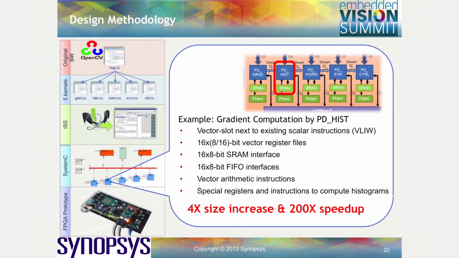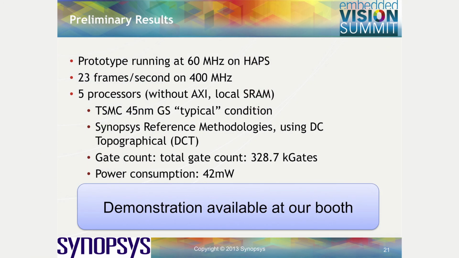So these are preliminary results. We are still continuing the development, but you can actually see the current state of this design in the demo booth upstairs. The prototype is running at 600 megahertz currently. So if you would implement it in an ASIC the way it is today, that would produce 23 frames per second at 400 megahertz.